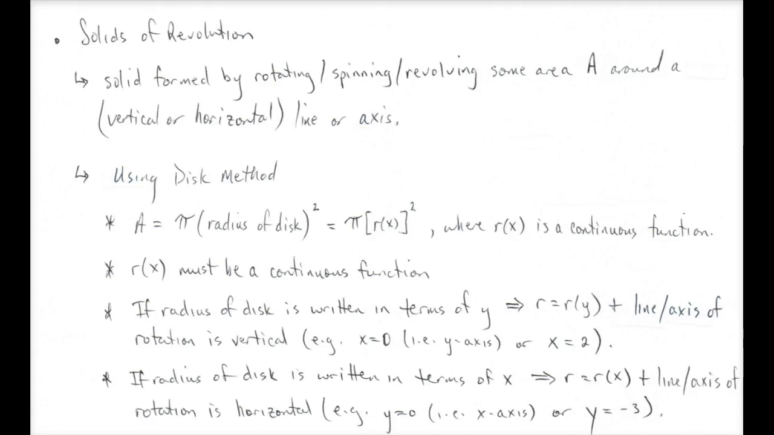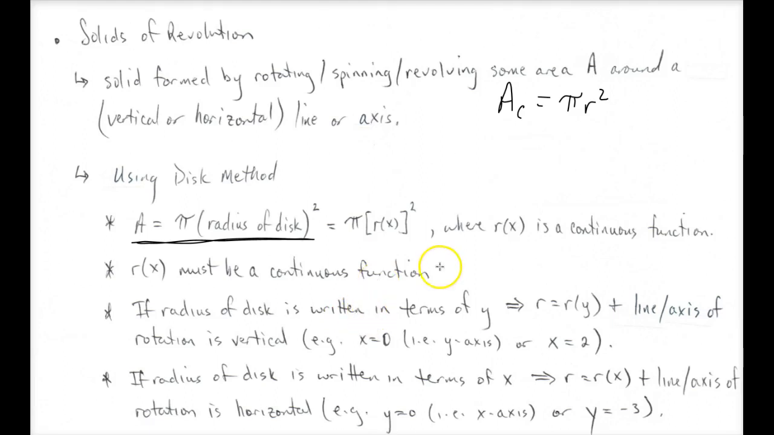Whenever we use the disk method, what we're basically doing is a variation on the area of a circle. We know the area of a circle is just pi r squared, and this looks very similar to that. So what we have to do is figure out what the radius of the disk itself is, defined either in terms of x or in terms of y. And of course, that needs to be a continuous function.